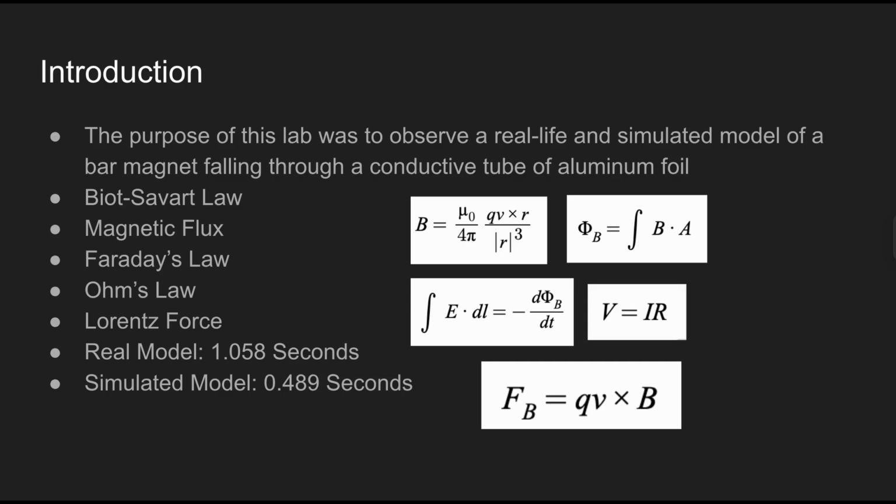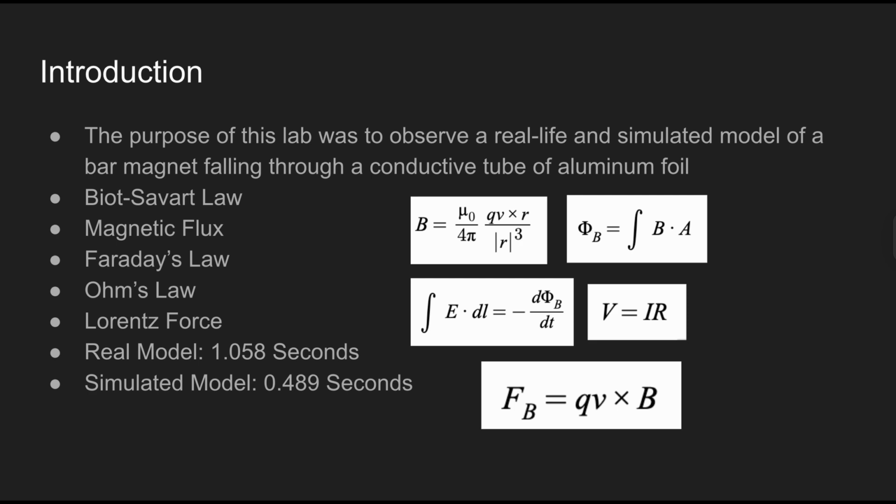And the final key concept used in this lab is Lorentz force, which can be determined using a current, a length, and a magnetic field. Through the use of all these concepts, I was able to analyze the behavior of a magnet falling through a conductive tube of aluminum foil.